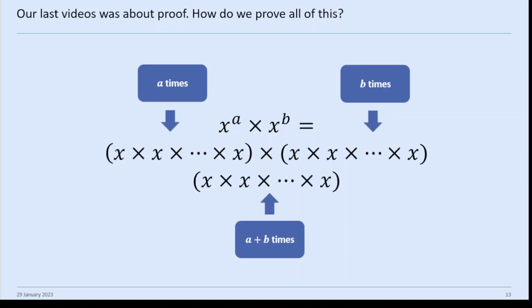So if we've got x to the power a times x to the power b, the first term is x times itself a times: x times x times x ... times x, a times. The second term is x times itself b times: x times x times x ... times x, b times. So put those together, you've got x times itself a plus b times, which is just x to the power a plus b.